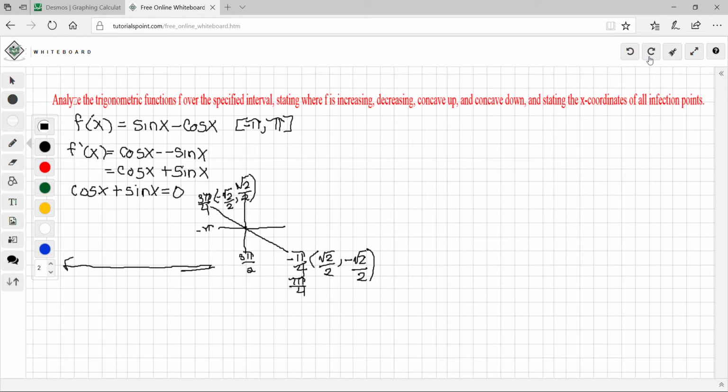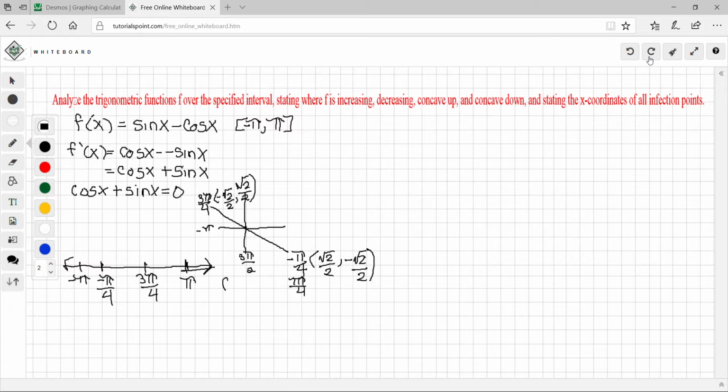So the next step is to put it on a number line. Our boundaries are from negative pi, so that's our lowest. So we're going to put negative pi, and then negative pi fourths, right? And then 3 pi fourths, and then pi, because that's our highest point.